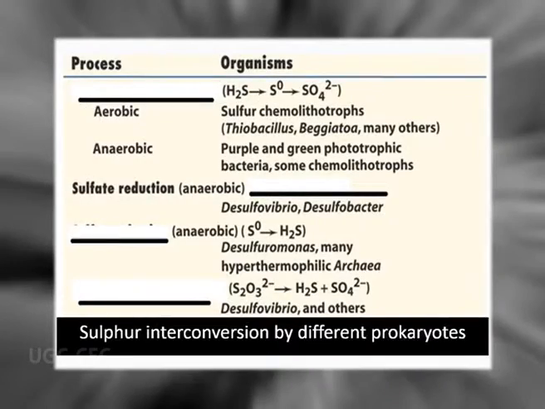There may be different forms of this sulfur interconversion, where we can see aerobic organisms like Thiobacillus helping in the conversion of H2S to sulfate. Similarly, there may be the conversion of S0 to H2S by Desulfuromonas, or similarly Desulfovibrio will convert S2O3 to H2S. So these are the different microbial conversions of sulfur into different soluble forms.